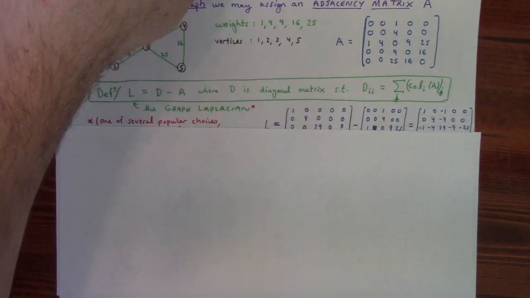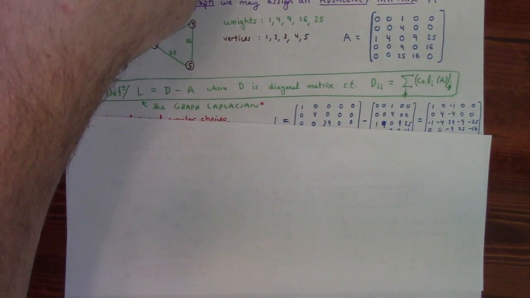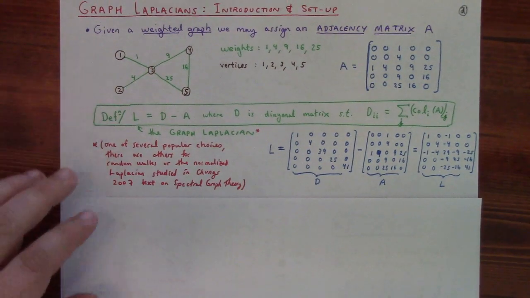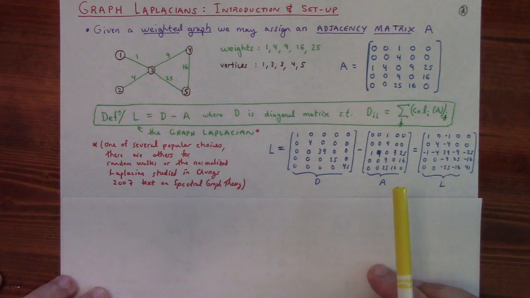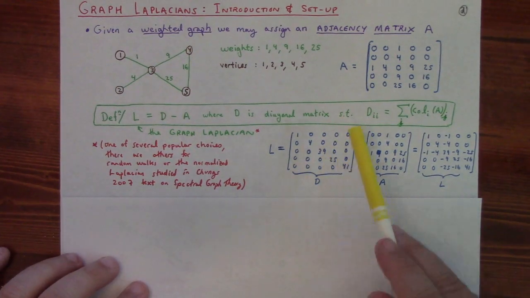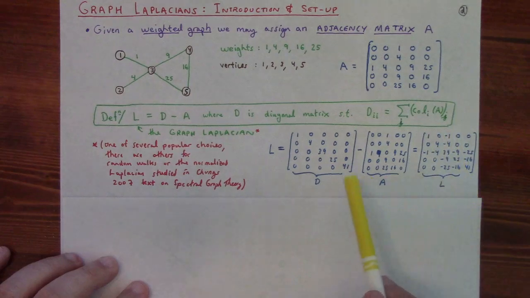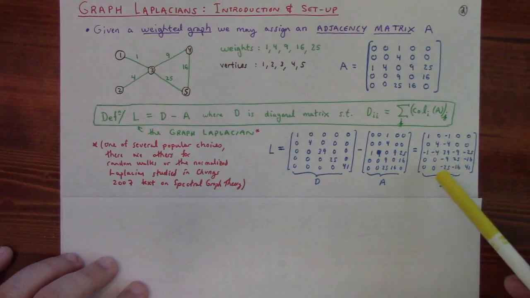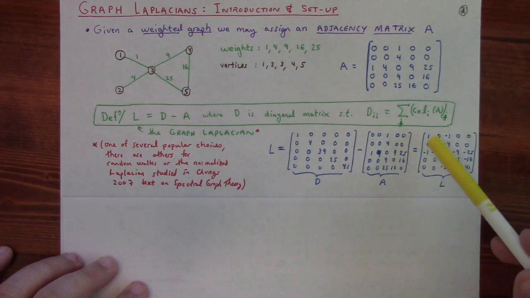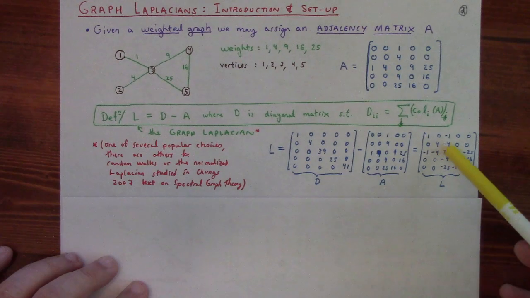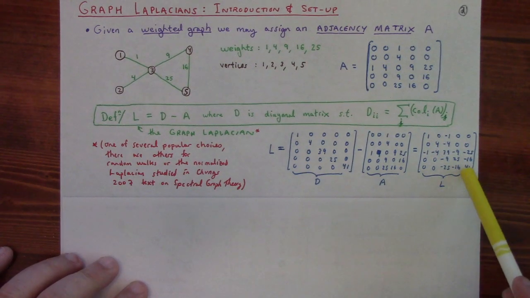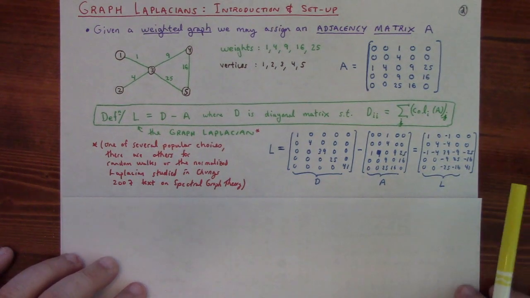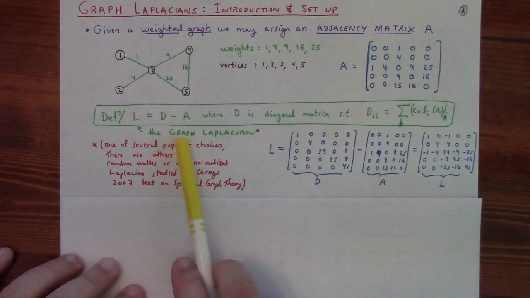if I scooch down here a bit, sorry, I don't want to give away too much yet. So here it is. Here's my D, which is formed from summing the diagonals of A, and then minus A, so that gives me this graph Laplacian, which is pretty typical. It's going to be symmetric. It's got negative entries on the off diagonal, and it has non-negative entries on the diagonal. We'll see in a later lecture that this forces the eigenvalues of L to be non-negative, but more on that later. Now, this is one of several popular choices for the graph Laplacian.